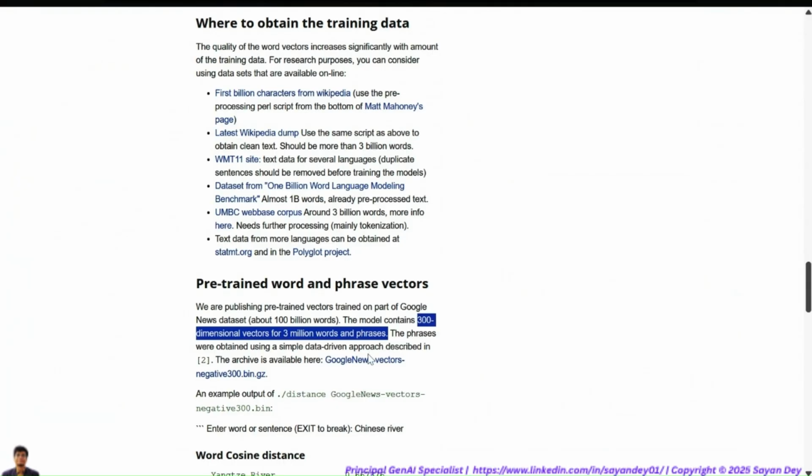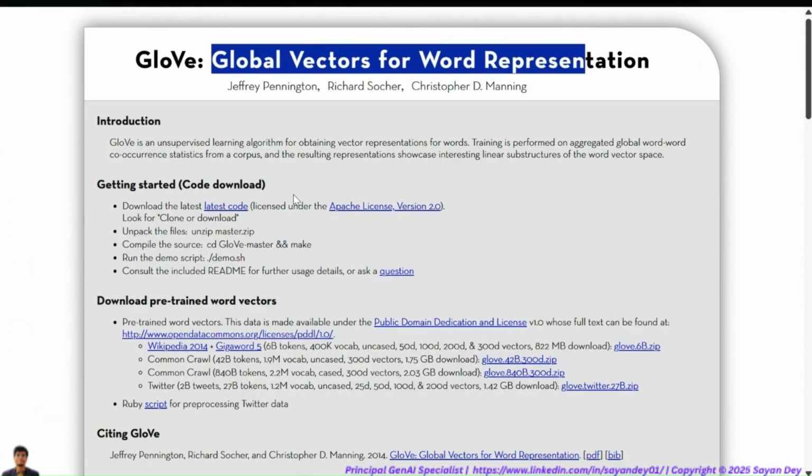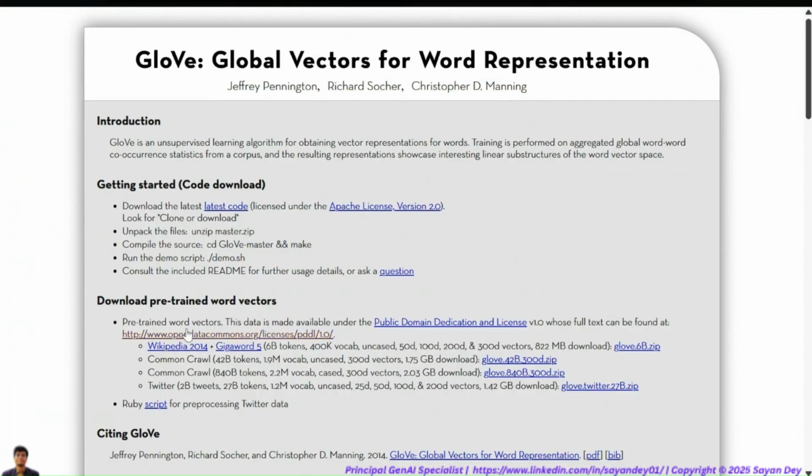If you want to use that, you can actually use the Google News dataset here as well. There are a lot of other kinds of word vectors that are available. For example, there is something called GloVe, which is from Stanford University. GloVe stands for Global Vectors for Word Representation. Here you can see that the GloVe vectors are available for different datasets. We have it available for Wikipedia, for Common Crawl, for Twitter. So for different datasets, these word vectors are available.